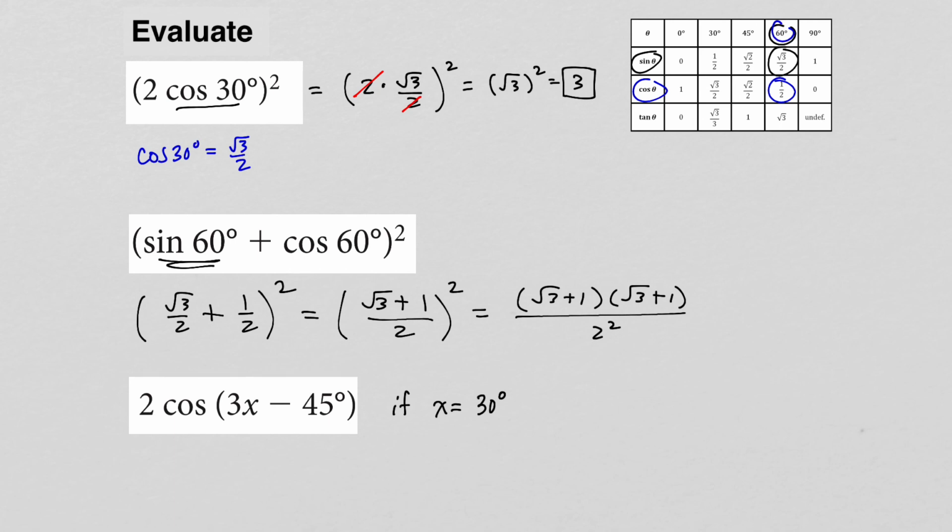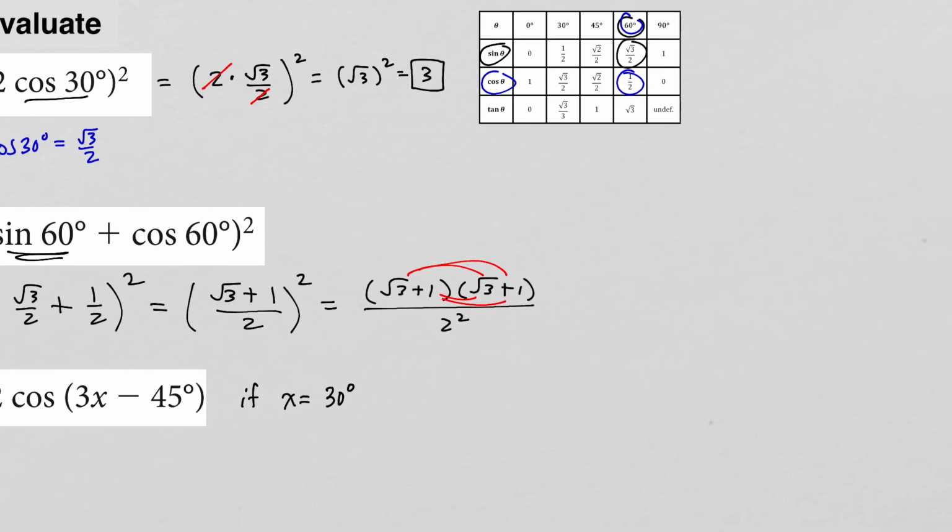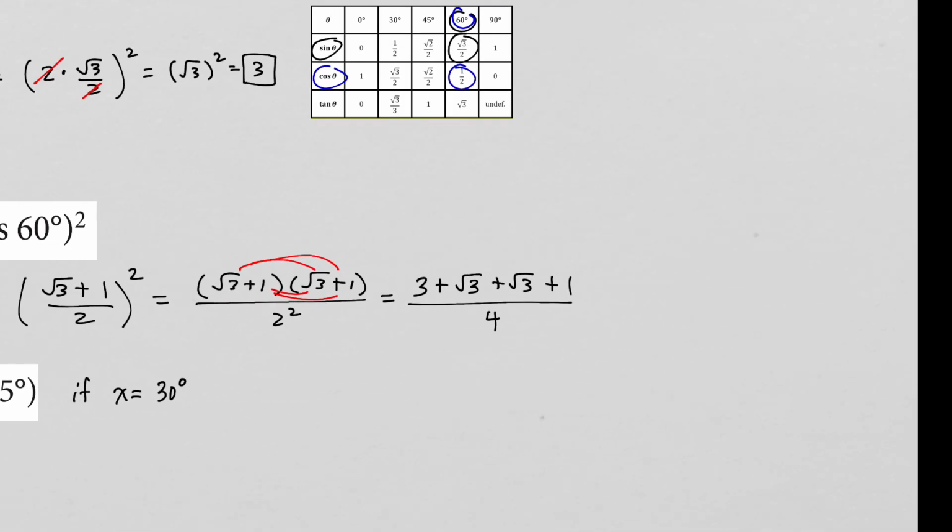Now, squaring the top means multiplying this expression by itself. So next we need to multiply this out. If we do that, we get radical 3 times radical 3, which is 3. Radical 3 times 1 is radical 3. 1 times radical 3 is radical 3. And 1 times 1 is 1. Divided by 2 squared, which is 4. If we combine like terms, 3 plus 1 is equal to 4, and radical 3 plus radical 3 is 2 radical 3, divided by 4.